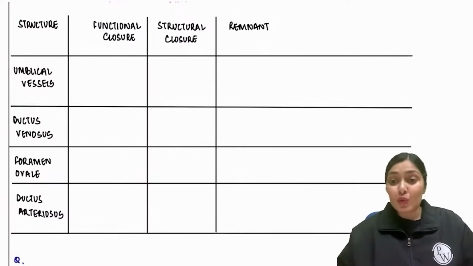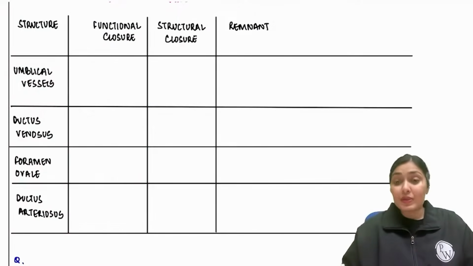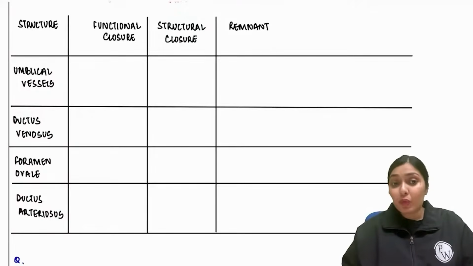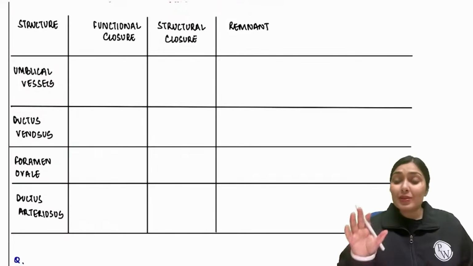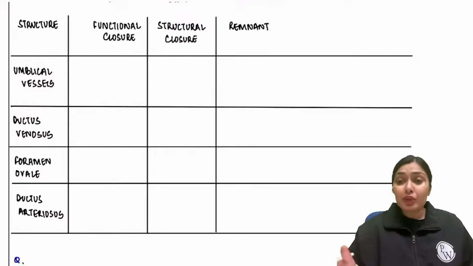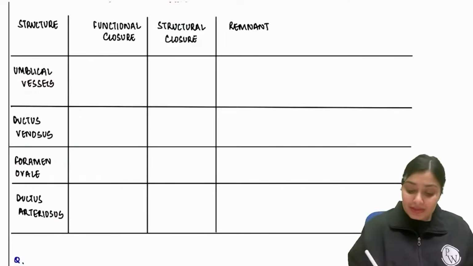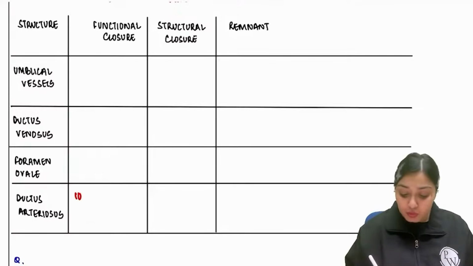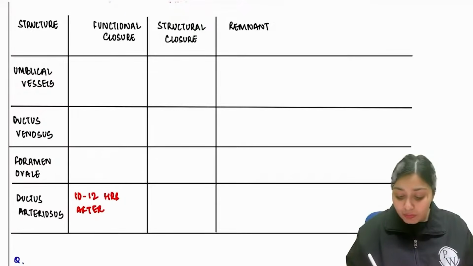When these structures close, remember, most of these structures, the umbilical vessels, ductus venosus, ductus arteriosus, foramen ovale, usually close soon after birth or at the time of birth. But the ductus arteriosus takes some time. The ductus arteriosus takes 10 to 12 hours after birth to close.